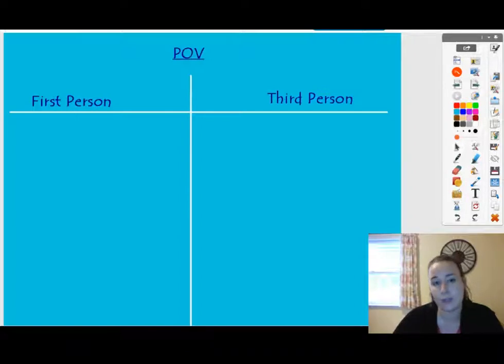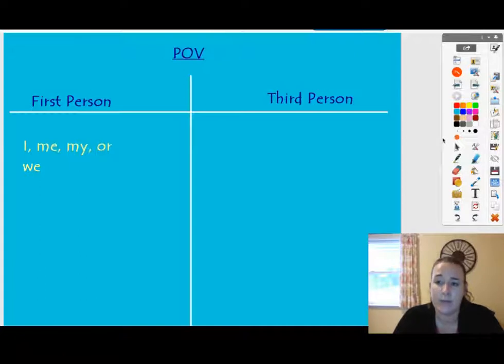So we have first person point of view and third person point of view. When we're looking at first person point of view, we're going to be seeing words in the text like I, me, my, or we. So it might be like, I went to the store and I picked out my favorite brand of bread, or whatever it is.